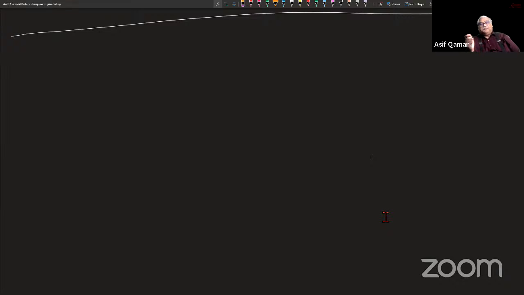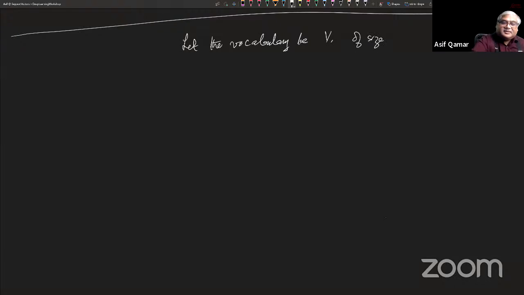words as vector spaces, and see what we can do in creating more meaningful representations of words rather than the one-hot encoding. Right now, just to recap, if you have words, let's recap the terminology. Let the vocabulary be V, of size V, right? This is the size of your vocabulary. Then one-hot encoding of a word is what?